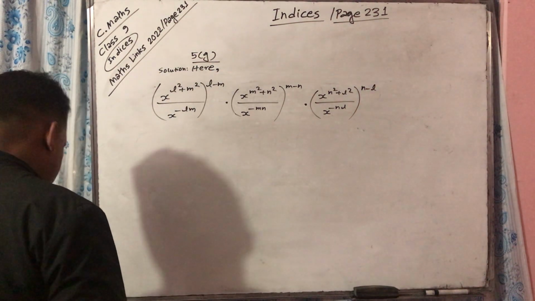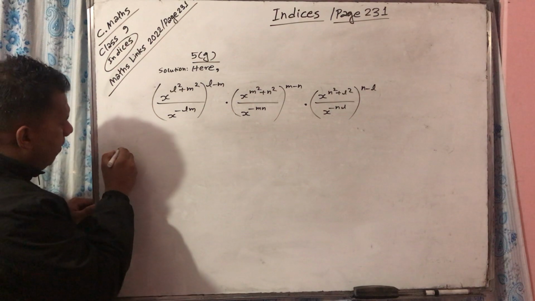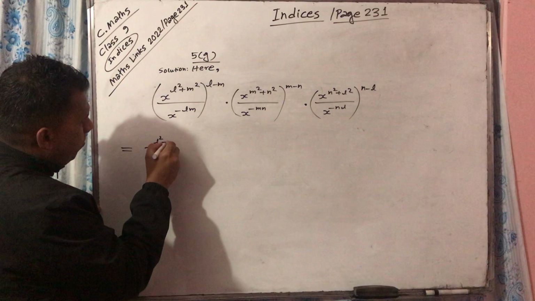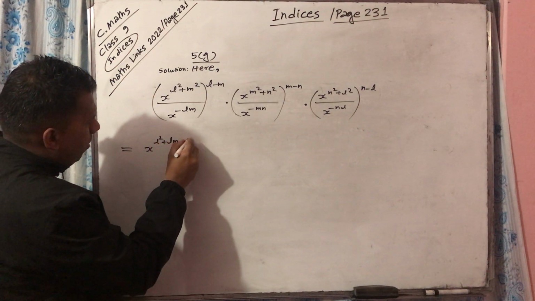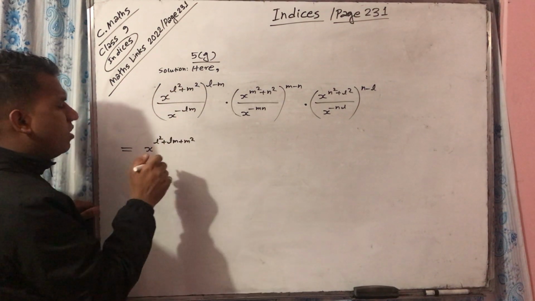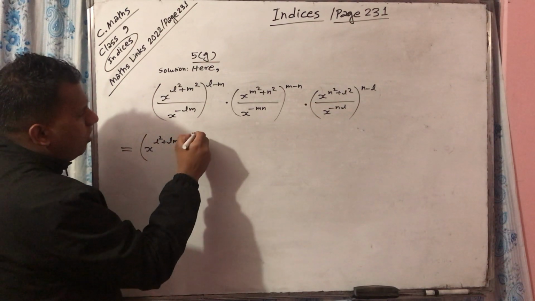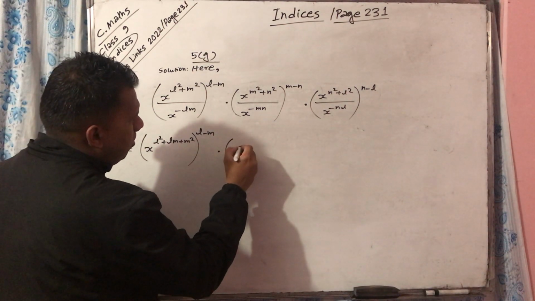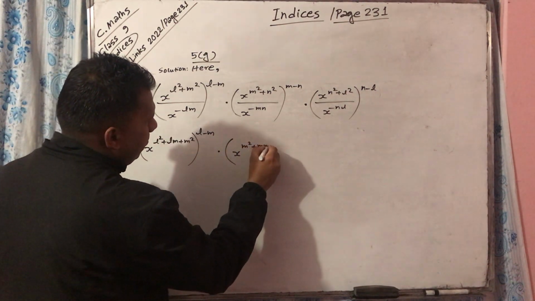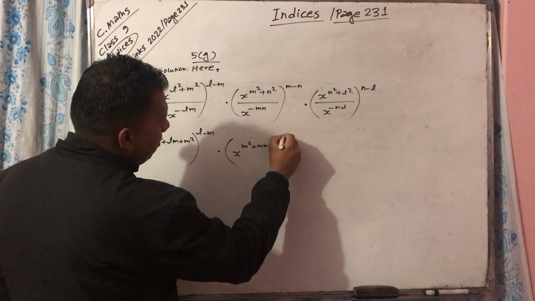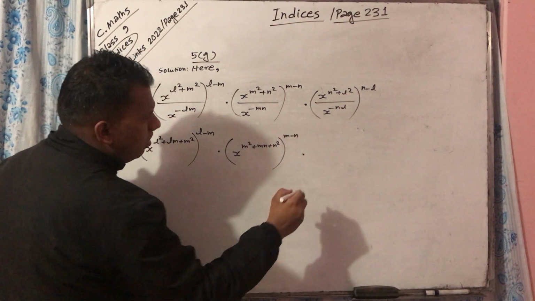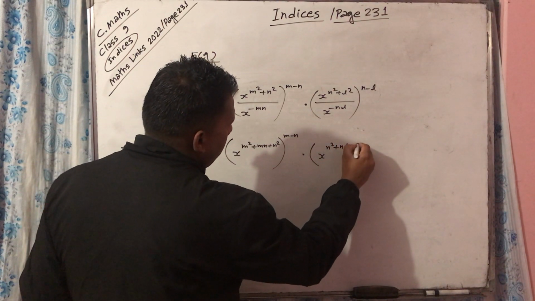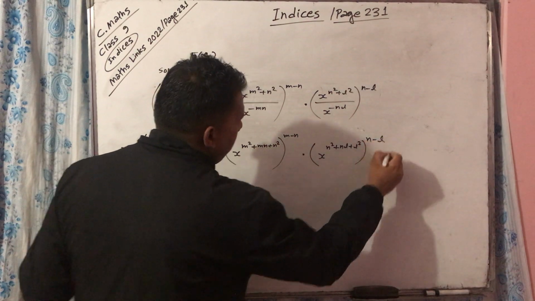Okay, students, this is equal to x to the power l square plus lm plus m square. The negative lm moving up becomes positive. Its whole power is l minus m. On the second, x to the power m square plus mn plus n square, whole power is m minus n, multiplied with x to the power n square plus nl plus l square, whole power is n minus l.